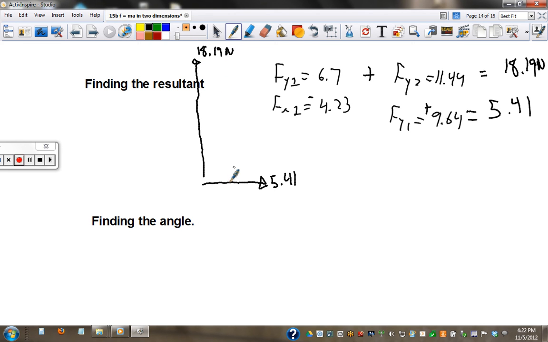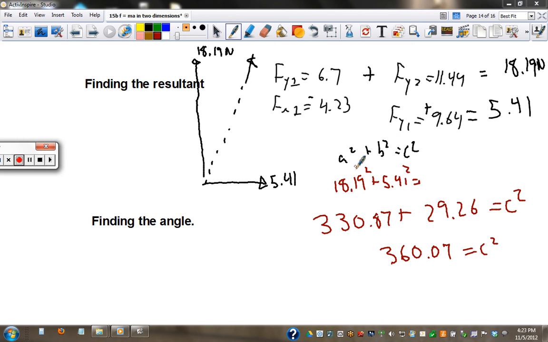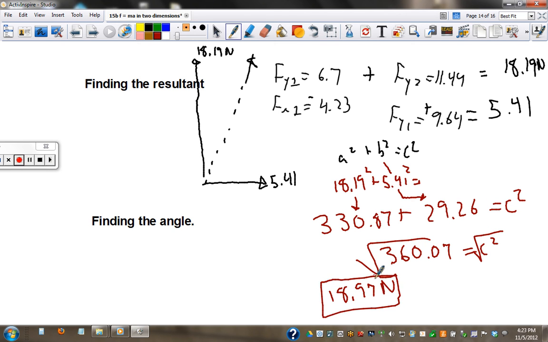And now we can find the resultant using a squared plus b squared equals c squared. So we plug in our numbers, square this one, and you get this down here. Square 5.41, and you get that number there. Add them together, and then finally square root equals 18.97 newtons. That's your result.